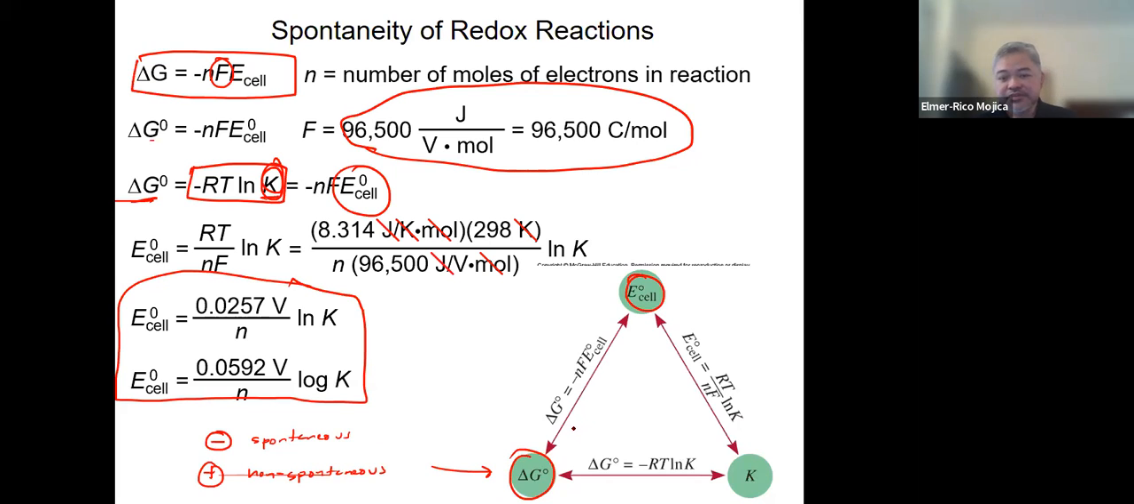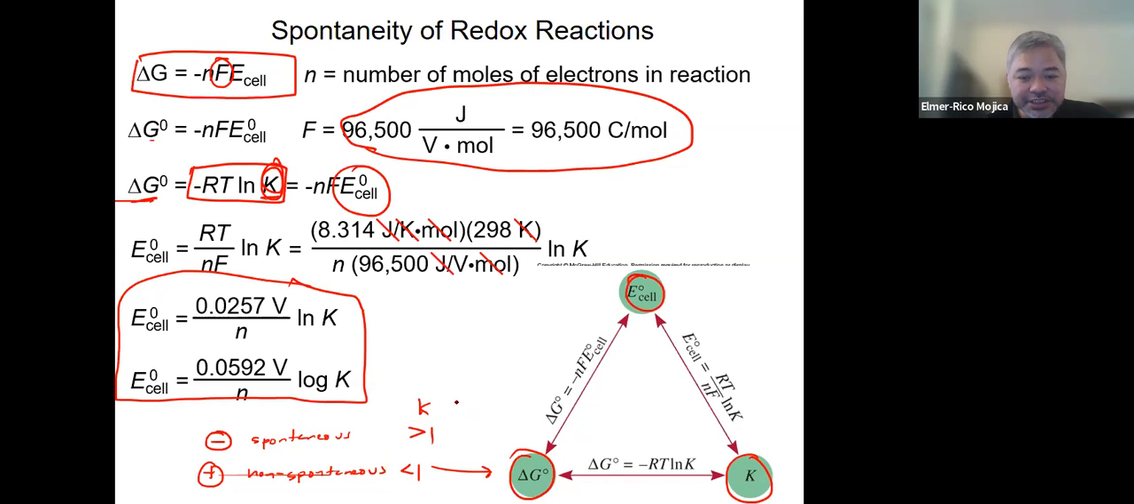Now, from delta G we should also get the relationship to K. When we have a negative delta G, your K is what? More than 1, because the forward reaction is favored. If the delta G is positive, your K is less than 1, because the backward reaction is the one that is favored. This is not new to you. We discussed this in chapter 17.